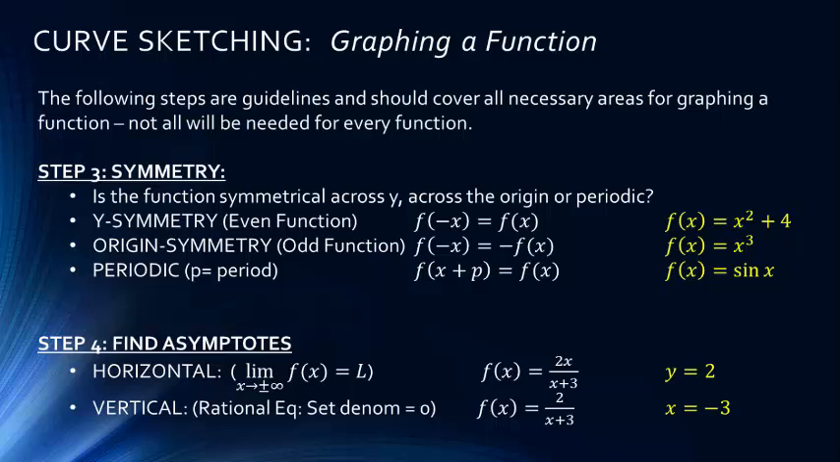For vertical asymptotes, these are typically with rational functions, which are fractions. We set the denominator equal to 0 because this is not allowed, and we solve this. So x plus 3 equals 0 gives us x equals negative 3. So at negative 3 we have a vertical asymptote.